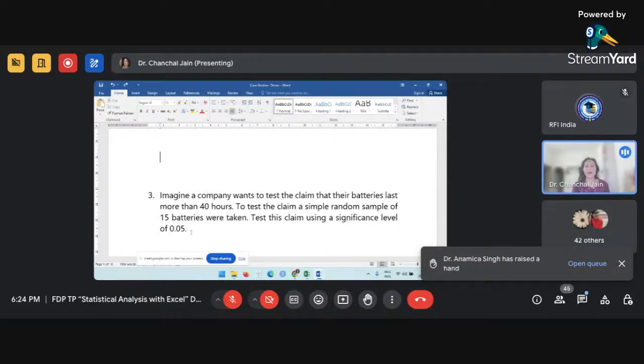I think you can understand the situation. From past experience, companies have found that their batteries have a life of more than 40 hours. So the company's claim can be tested by taking 15 batteries. We can get the mean of those sample batteries and compare it with these 40 hours. So it is the case of a one sample t-test. Right. Very true.